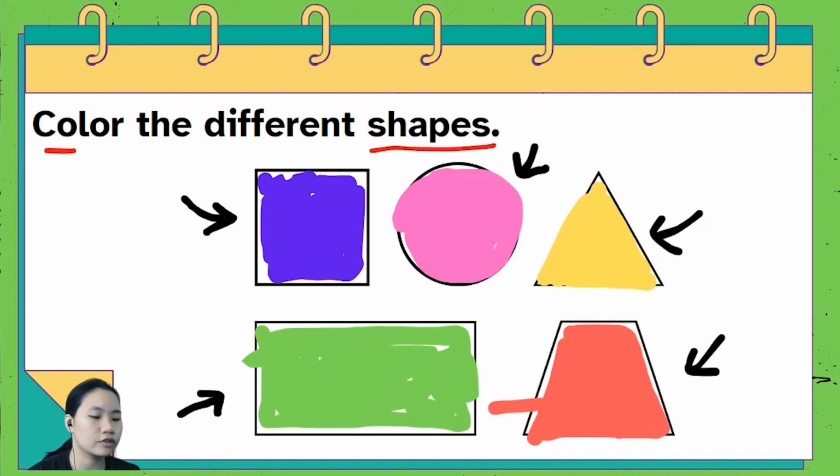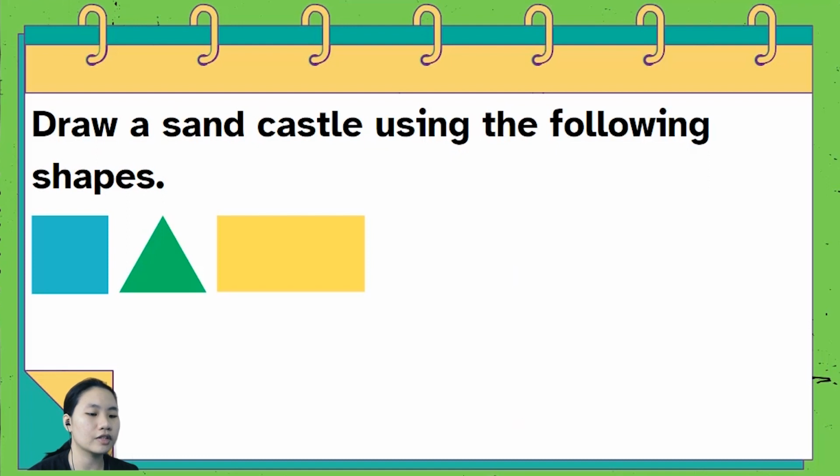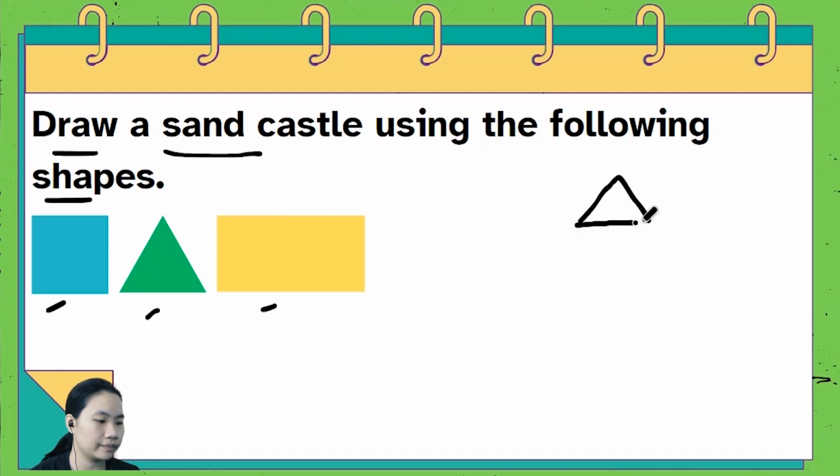A red trapezoid. Now to the last part of the lesson, we can draw a sandcastle using the following shapes. So we have a square, we have a triangle, and we have a rectangle. So I'll just proceed and draw. First I'm going to draw a triangle up here. And then I'm going to draw a square. Okay. After that, I'm going to draw a rectangle.